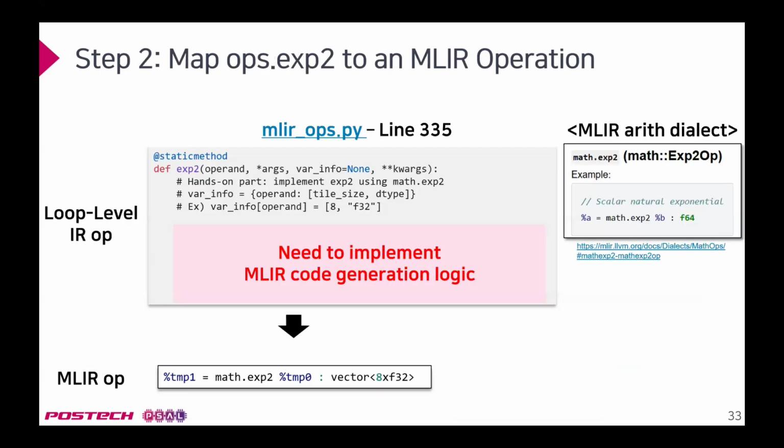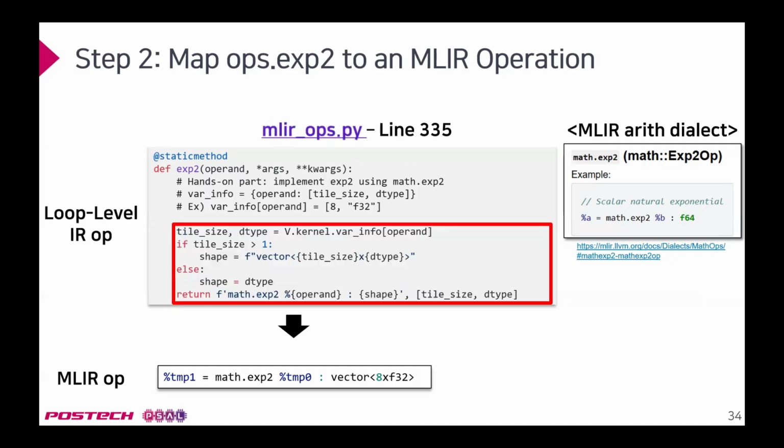After that, it's time to modify the MLIR code generation logic. We need to implement the exponent2 method so that it emits a mask exponent2 MLIR operation. So we have to implement this red box, and the implementation looks like this. This code will emit a single mask exponent2 operation.